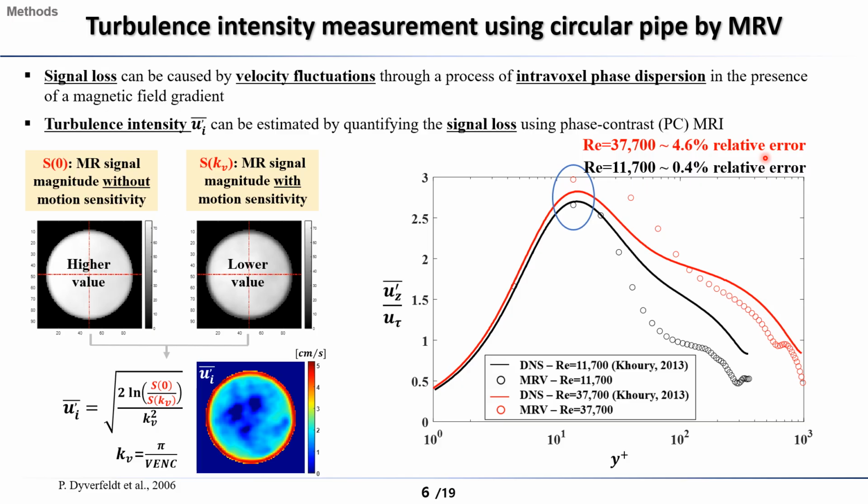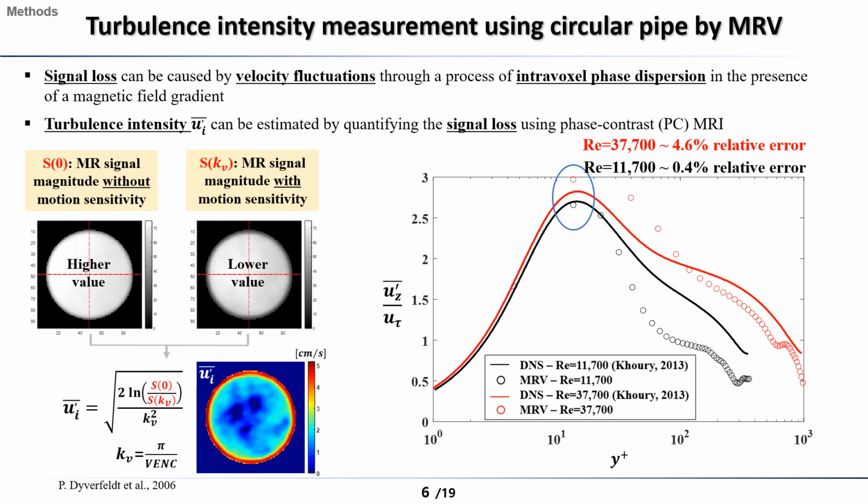The streamwise turbulence intensity measured using MRV was compared with the DNS data using inner scaling. The turbulence intensity is usually applied by considering the peak value as important. So as shown in this figure, in the case of Reynolds number of 11,700, an approximate relative error of 0.4% can be observed between the MRV and DNS data. And in the case of Reynolds number of 37,700, a relative error of 4.6% can be observed.